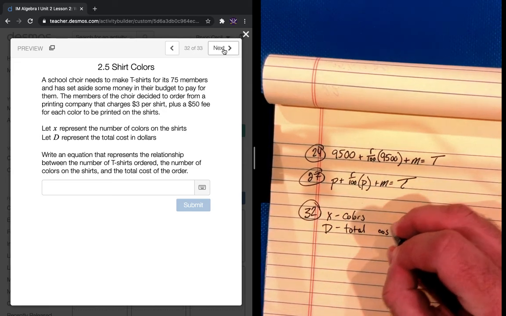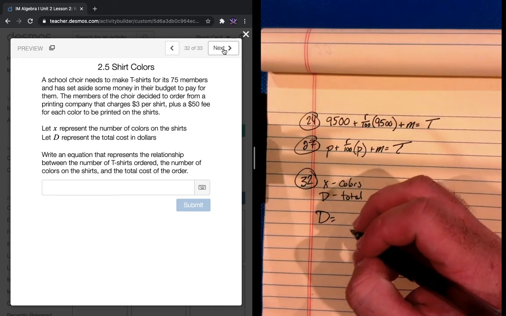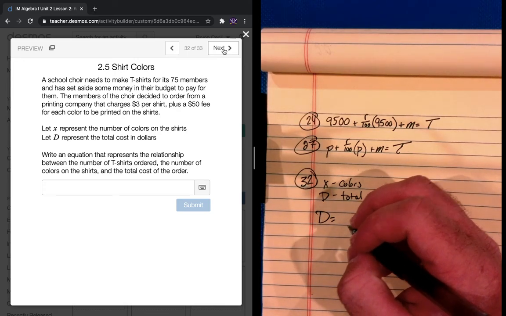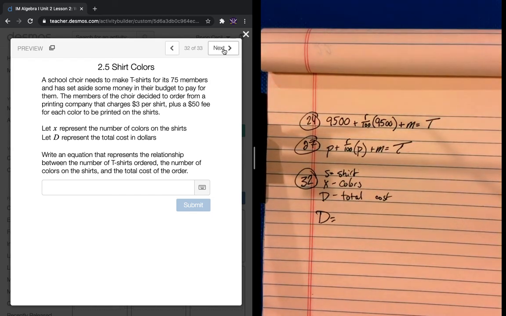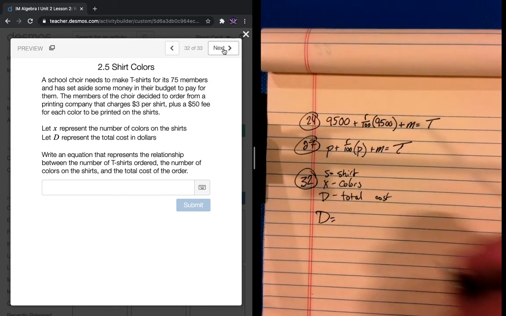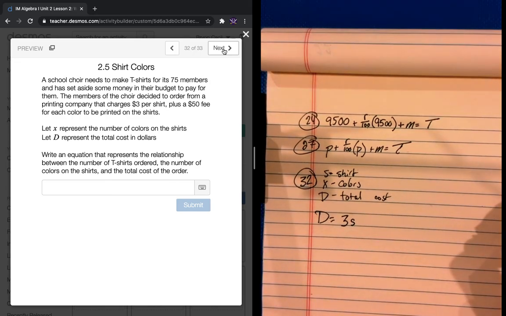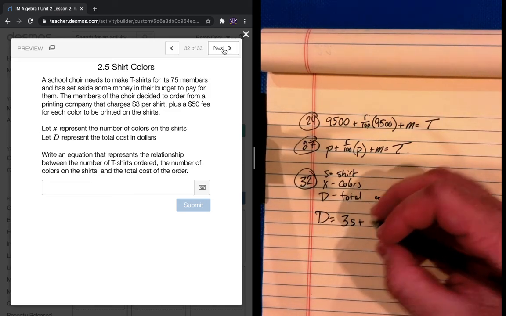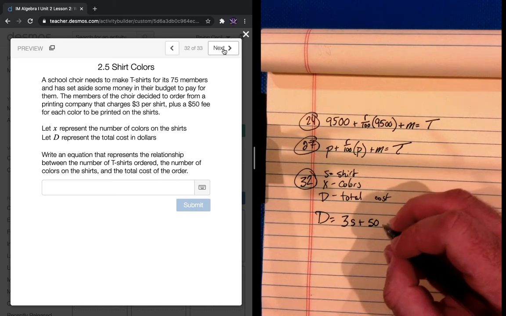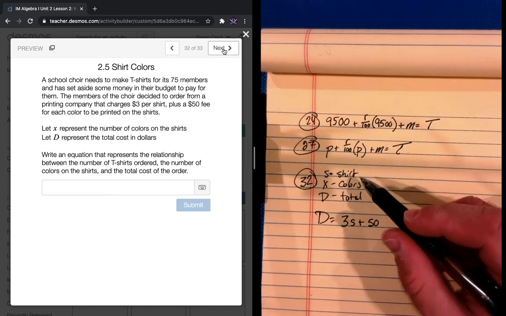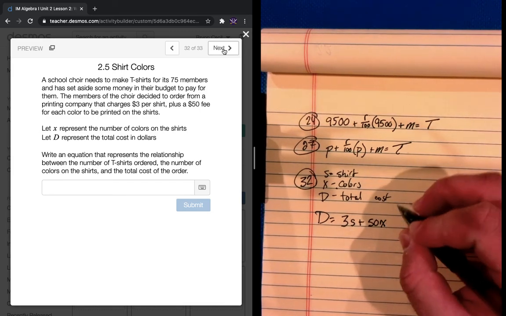Now that we know that, we can write this. So we could say that D equals $3 a shirt. Let's say that S equals shirt. Let's write it like that first. So now we know that that's going to be 3S plus the $50 per color. So that would be 50X, right? I'm sorry, we said that X, and that's going to equal D.